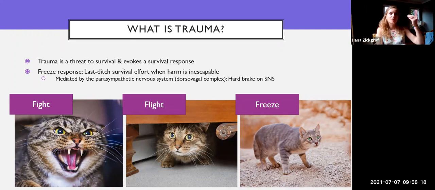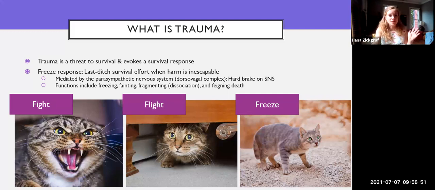So your conscious experience of what's happening to you is suspended, and you're not forming memories or not being consciously aware of what's happening to you. And just like the fight or flight response, the freeze response is part of an organism's evolved adaptive survival response. When fighting or running away are no longer an option, the next best thing is to be really still, play dead, and to basically not consciously experience what's about to happen to you. So again, functions include freezing, fainting, fragmenting, and feigning death.